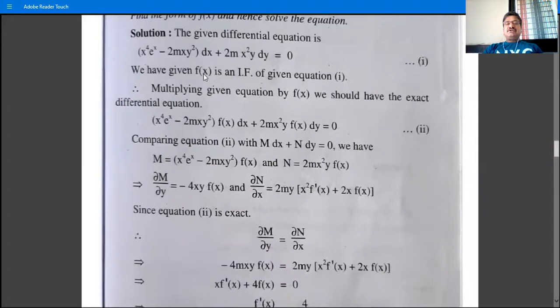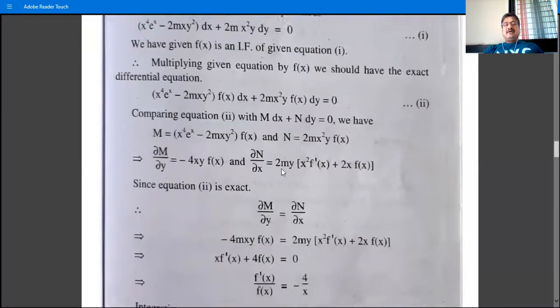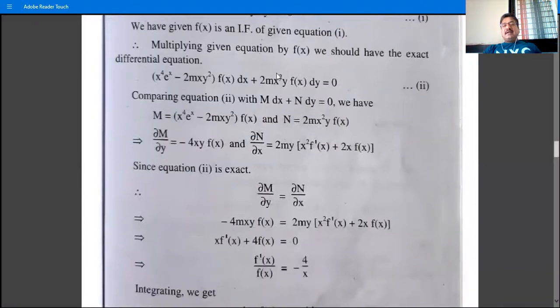So multiplying this f(x) to the given equation number 1, what do we have? After multiplication by f(x), we have this differential equation, and obviously this is now an exact differential equation, because f(x) is the integrating factor, and after multiplication by the integrating factor, any differential equation reduces to an exact differential equation. So this becomes an exact differential equation, in which this is M and this is N.